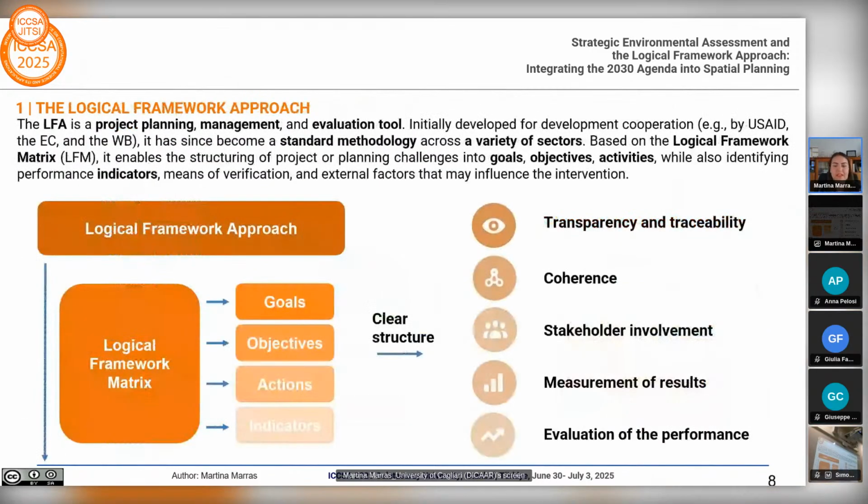So to effectively integrate the sustainable development paradigm into spatial planning through SEA, this study adopts the LFA. This is a project planning, management, and evaluation tool that structures planning or project challenges within a clear framework known as the logical framework matrix, or LFM. The latter, primarily defined by goals, objectives, and activities, can also include performance indicators and means of verification. It provides a concise visual representation of the intervention logic and contributes to, among other things, the strategic coherence and stakeholder engagement.